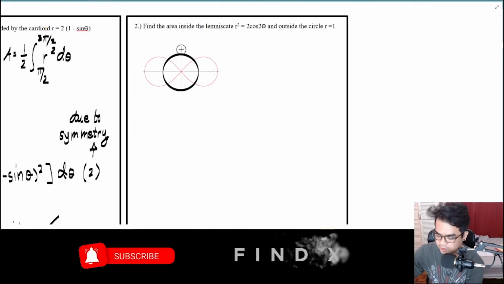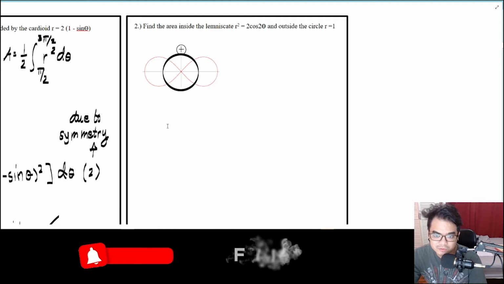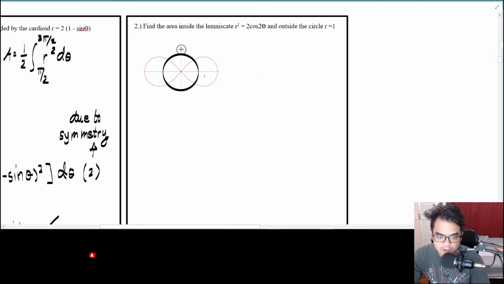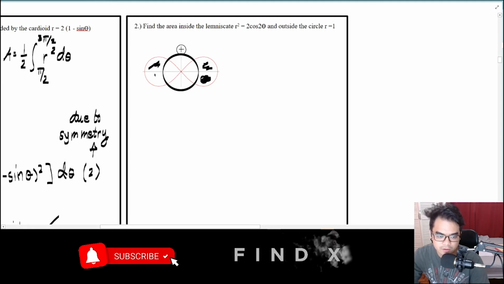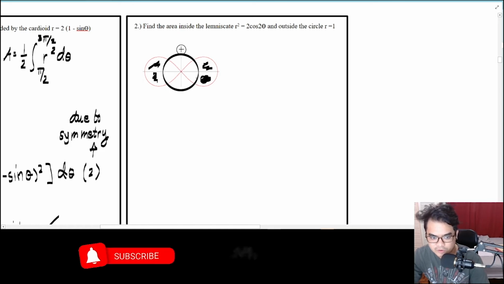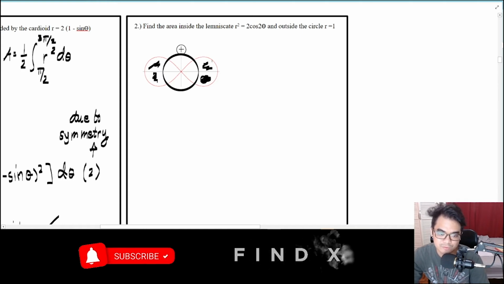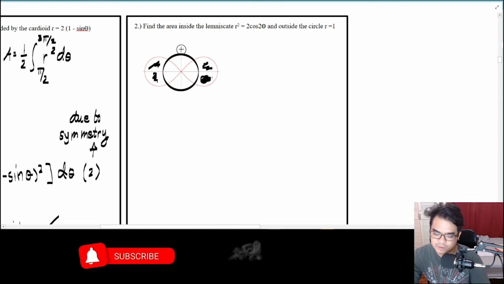Getting into the next problem. Find the area inside the lemniscate r squared equals 2 cosine 2 theta, and outside the circle r equals 1. So we are asked to find the area here, here, here, and here, that is inside the lemniscate and outside the circle. There are 4 areas, and they are symmetrical with each other, so we'll be getting one of the areas and multiplying it by 4.